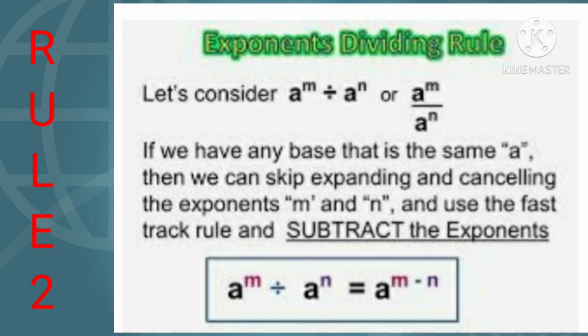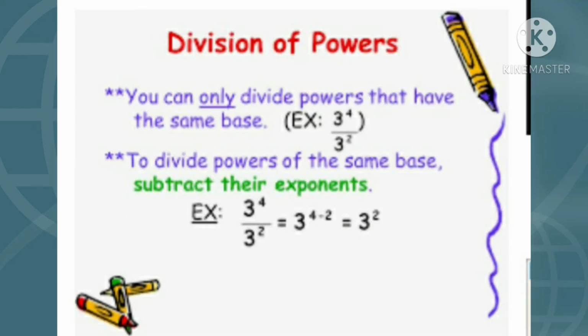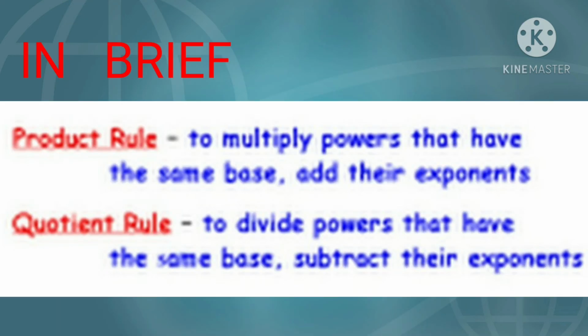Now the second rule is the exponent dividing rule, which says that for two numbers in division having the same base and different powers, the powers get subtracted to get the solution. To put it more simply, to divide powers of the same base, subtract their exponents. In brief, the product rule says to add the exponents and the quotient rule says to subtract the exponents, if the bases are the same in both cases.